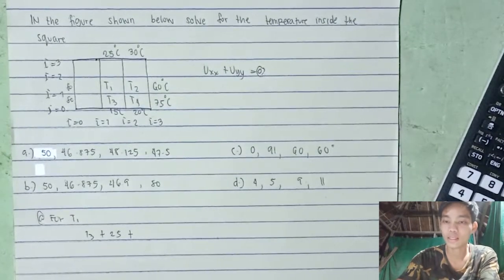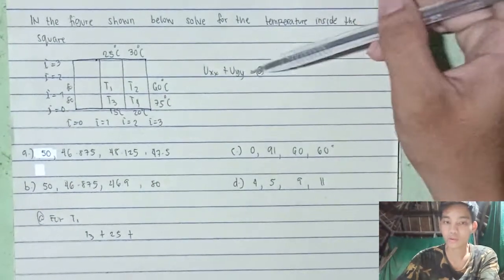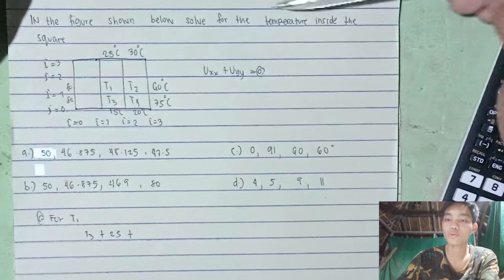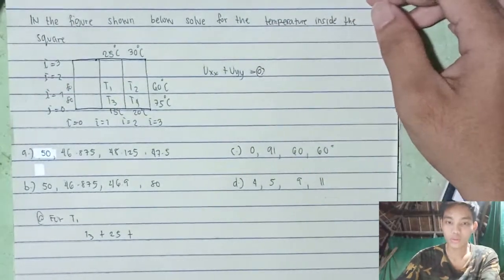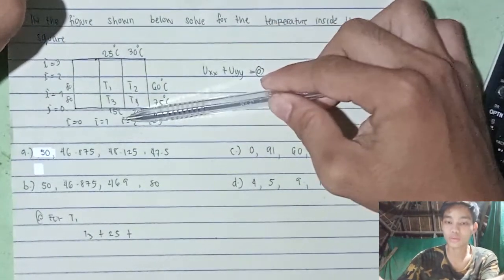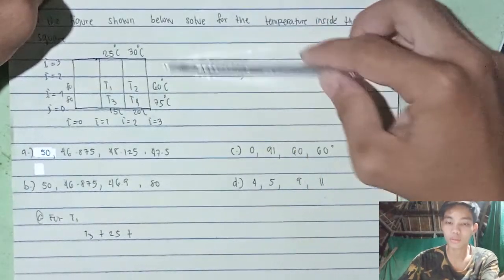So, this is represented by an elliptical PDE, this function. The problem is, in the figure shown below, solve for the temperature inside the square. As we can see, this is the figure. There are temperatures on the outside. Let's just emphasize that this is ideal, because their temperatures are actually different.